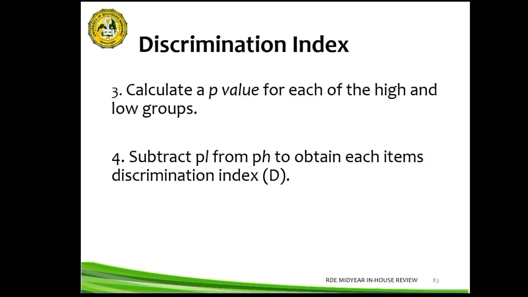Number 3, calculate a p-value for each of the high and low groups. Number 4 is subtract the p-value of the lower group from the p-value of the higher group to obtain each item's discrimination index. You're just going to subtract the lower group from the higher group, so higher group minus lower group, to obtain the discrimination index of that certain item.